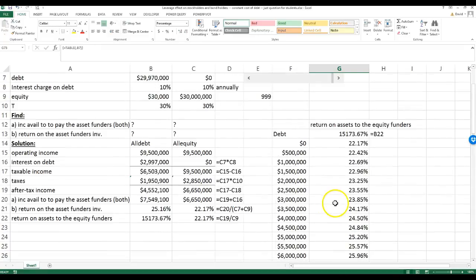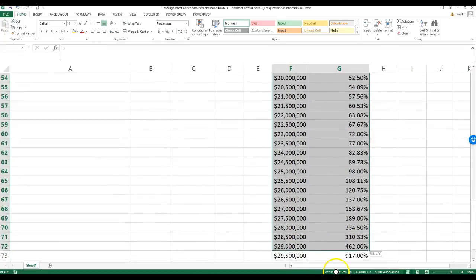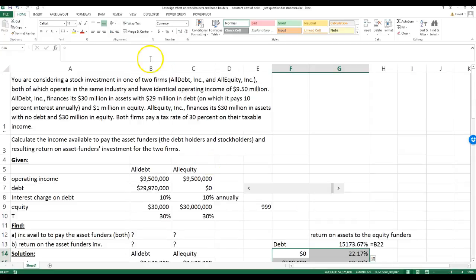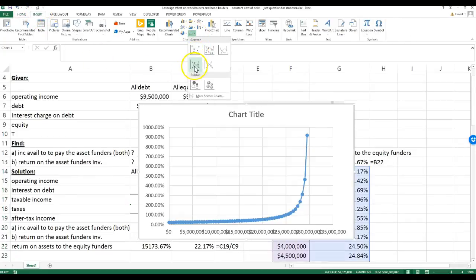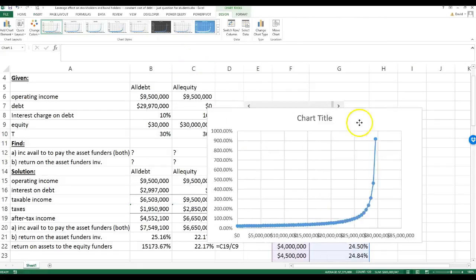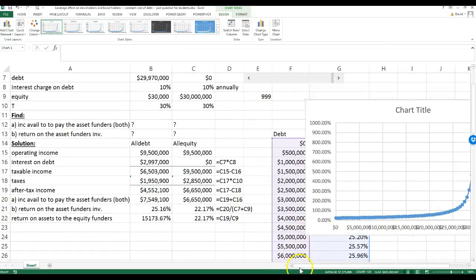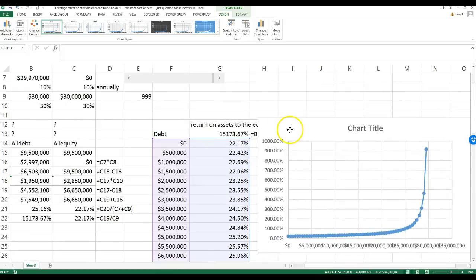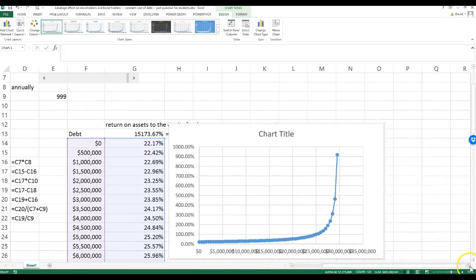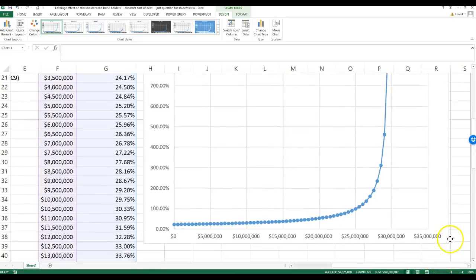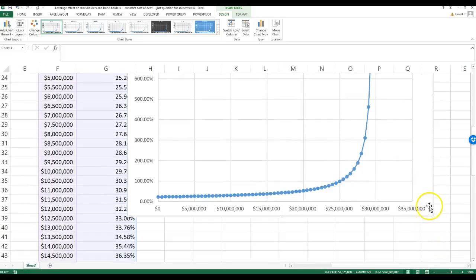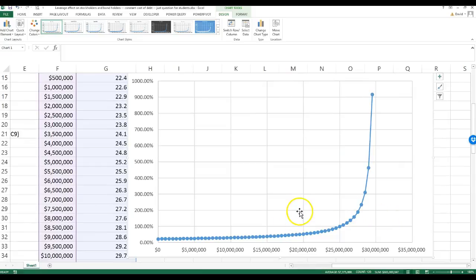So now let's graph this one. I'm going to highlight here to here, and we're just going to scatter plot it because it's actually easier. So I'm going to go Insert, and choose scatter plot. We don't have to use lines, but let's use lines just to get an idea. Let me move it over here. So we can see that as we approach $30 million, this becomes asymptotic, right?